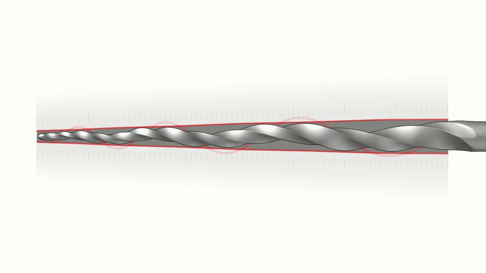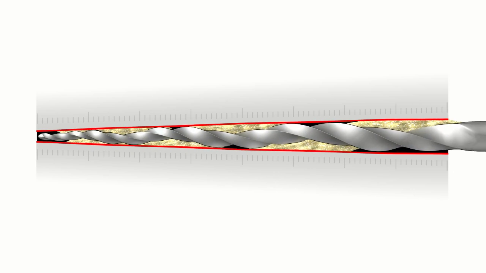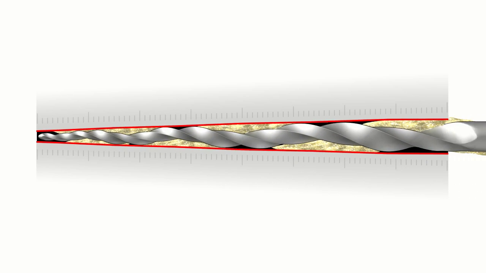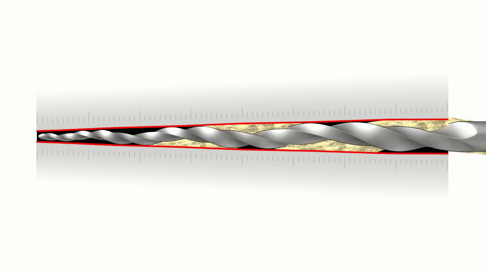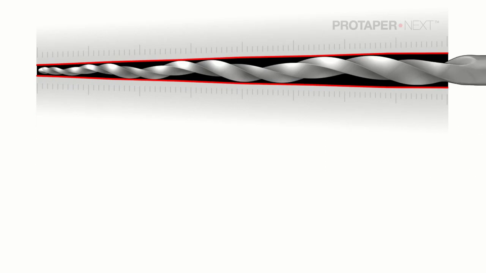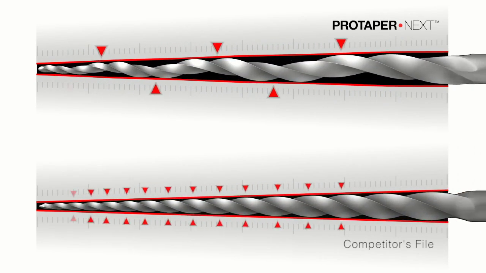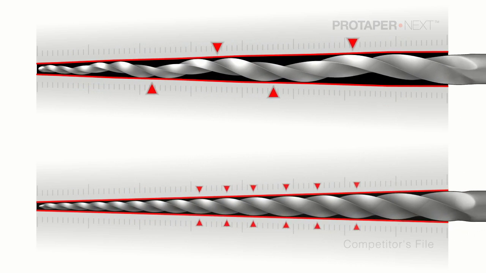Take a look at the instrument's offset design in a simulated canal. Notice the available space for collecting and augering debris out of the canal. Compared to a fixed tapered file with a centered mass of rotation, the variably tapered and offset design of ProTaper Next minimizes the risk for taper lock and broken instruments.